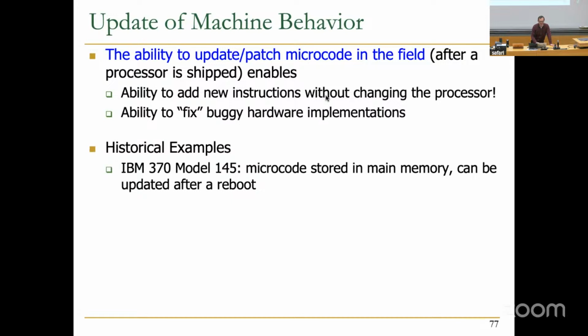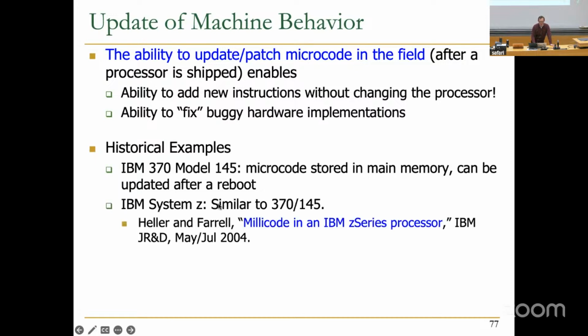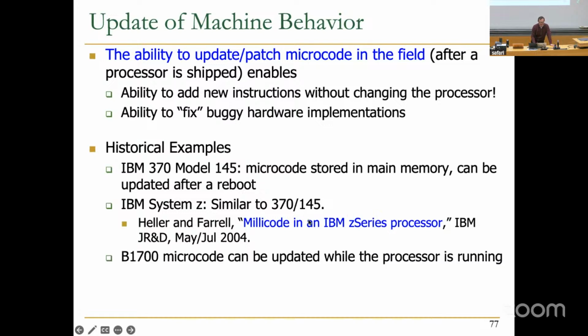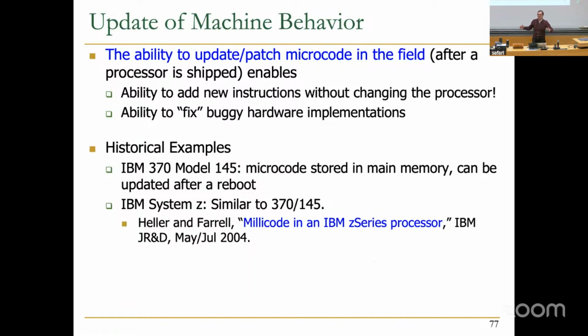For example, early IBM machines had microcode stored in main memory, and they could update it after a reboot. Similar things happened, and there are very nice papers that talk about it. IBM calls this millicode, and they actually describe how they do it in their Z-series processors. Z-series processors are pretty heavy processors. They're really huge. They're millions of dollars, and a lot of big institutions buy them and use them for many, many years. And they may need to update the microcode many times over those many years.